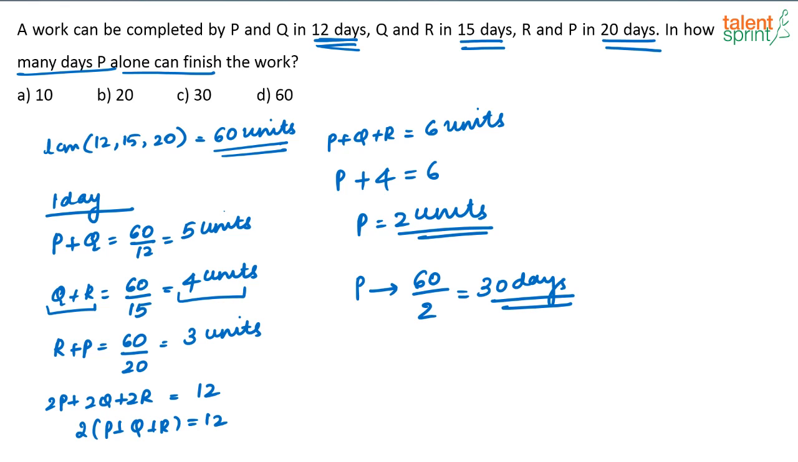Yes? So what is your answer? Option C, 30. Got it? So in how many days can P alone finish the work? P alone can finish the work in 30 days. You can try it using the unitary method also, but I feel if we use the LCM method, the numbers that you get are easier to manage.